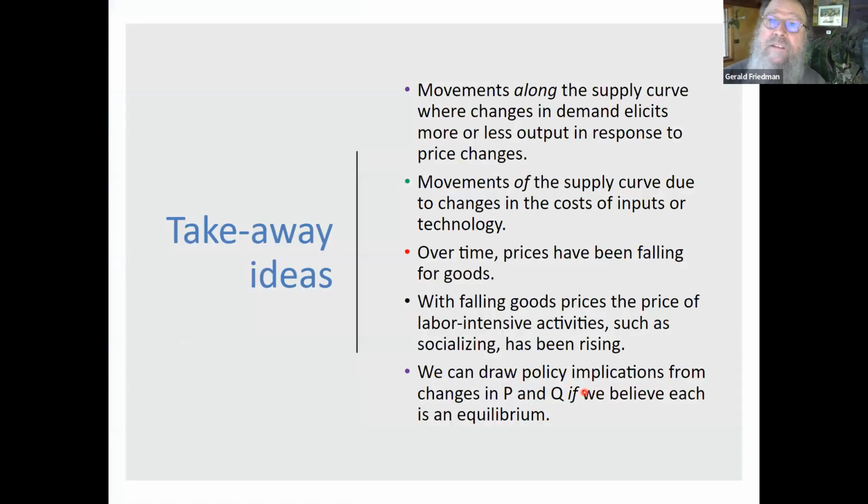Okay, takeaway ideas. Movements along the supply curve, where changes in demand elicit more or less output, or movements of the supply curve, movements along the demand curve when the supply curve moves. Over time, prices have been falling, more consumption. So over time, the supply curves have been shifting out, and we've been buying more and more stuff, except for VHS cassettes.